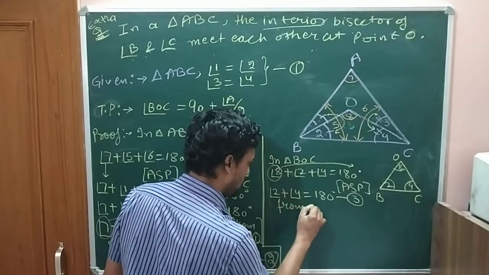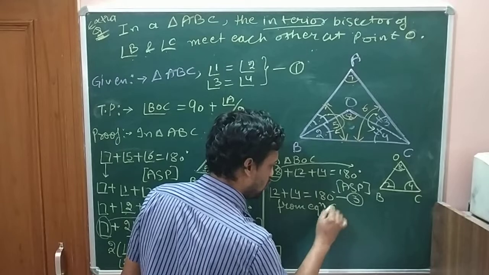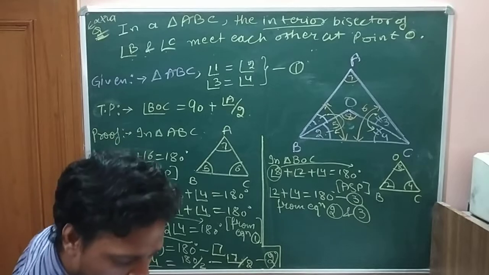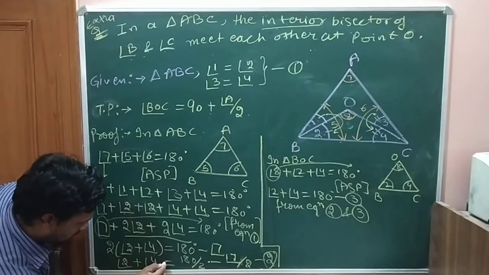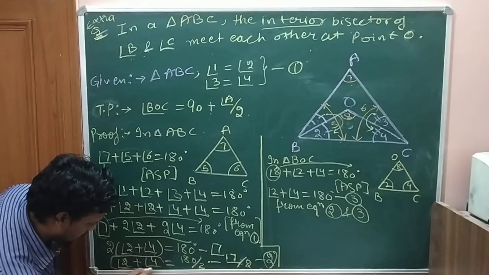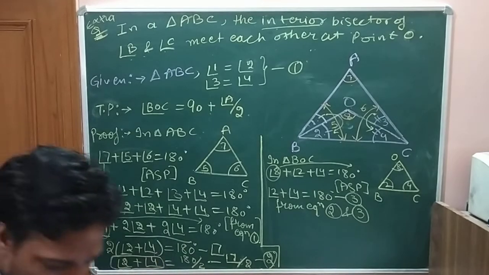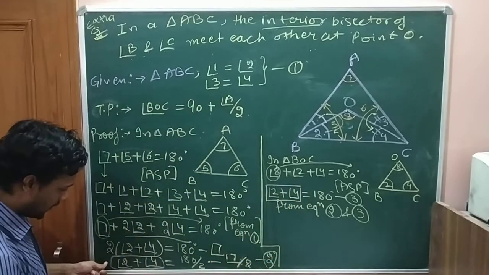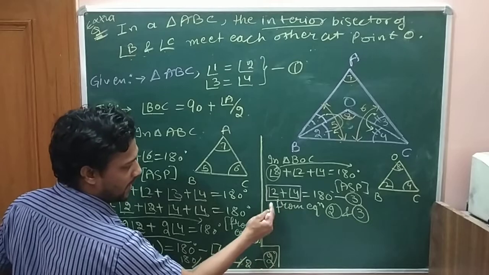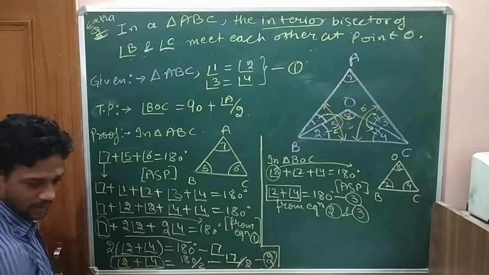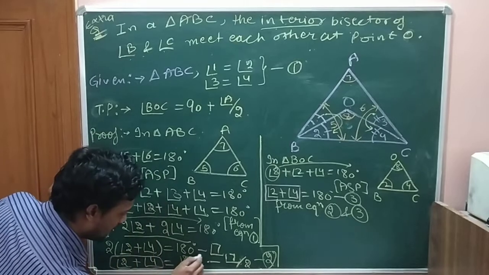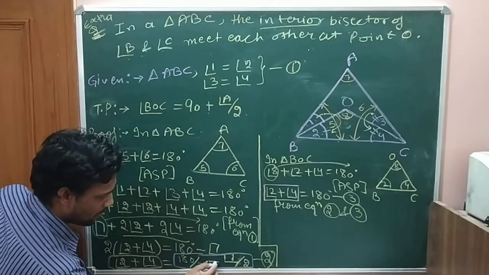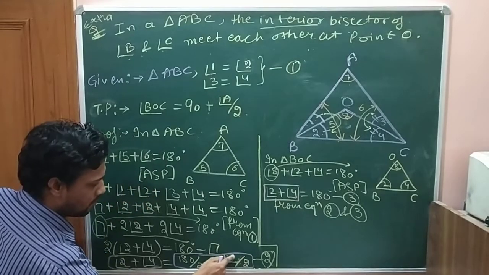Now from equation 2 and 3, compare equation 2 and 3. In equation number 2, on the left hand side there is angle 2 plus 4. And in equation number 3, there is again angle 2 plus 4. If the left hand side of equation 2 and left hand side of equation 3 are both equal, it means their right hand sides are also equal. What is the right hand side? 180 upon 2 minus angle 7 upon 2.